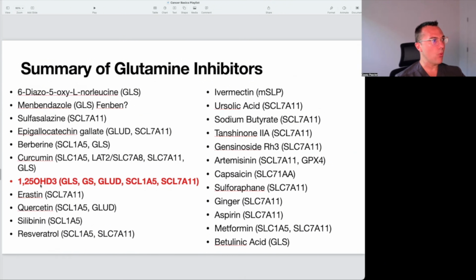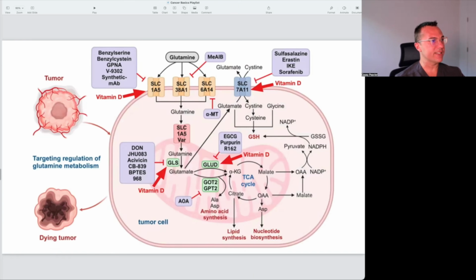You see here that 1,25-hydroxyvitamin D, this is what's mostly studied, so this is where the majority of the literature is at, has effects at the level of glutaminase, glutamine synthetase, glutamine dehydrogenase, glutamine uptake ports, as well as another important piece of this story, which is SLC7A11, which is closely related to glucose and cysteine transport and glutathione production for cancer cells specifically. It makes a heck of a lot more sense if we look at it on a graphic like this, where I put arrows.